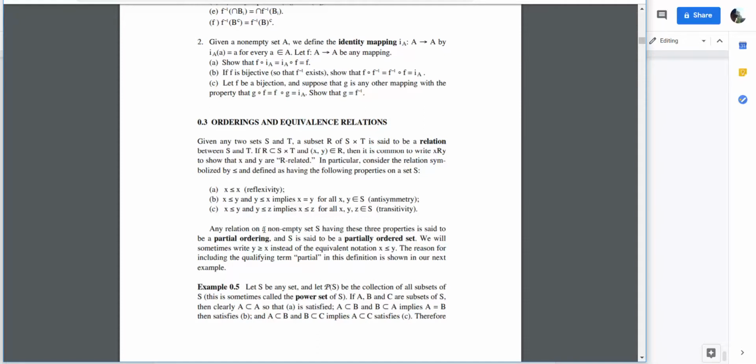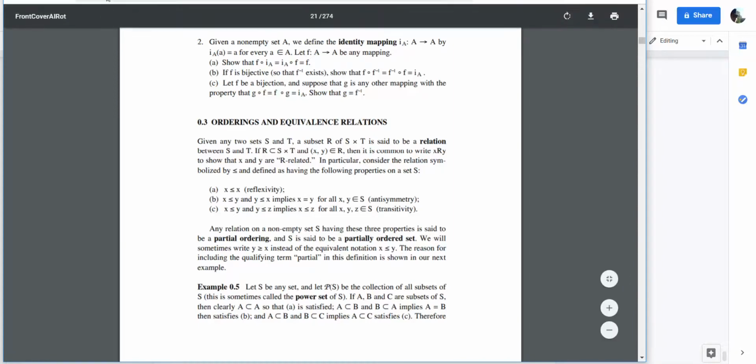And a relation on a non-empty set having these three properties is said to be a partial ordering, and S is said to be a partially ordered set. We will be writing, okay, so there is this x is less than or equal to y, and y is less than or equal to x, so antisymmetric. Non-symmetric. So there is non-symmetric and there is antisymmetric.